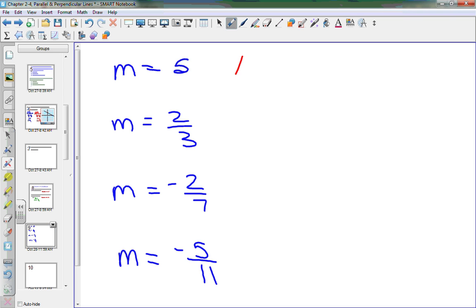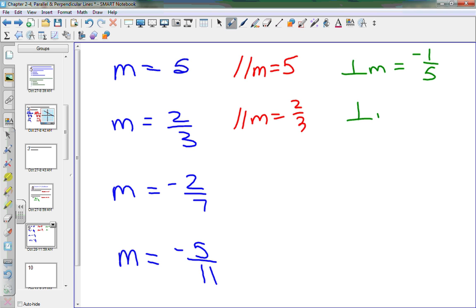Now, with that said, we're going to do a whole bunch of them here. What is my parallel slope of 5? 5. What is my perpendicular slope? -1/5. Good. What's my parallel slope of 2/3? 2/3. What's my perpendicular slope of 2/3? -3/2. Do we see that, yay or nay? Yes or no? Yeah. Okay.